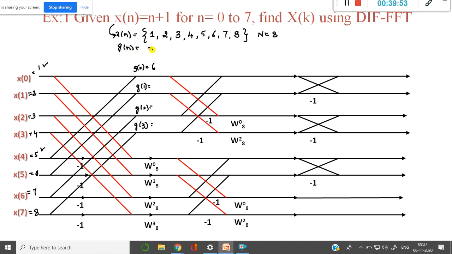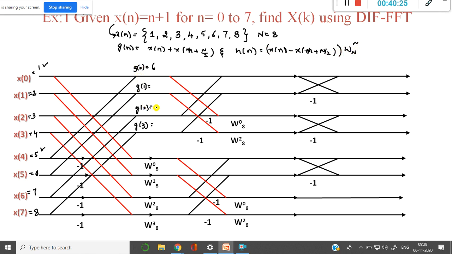g of n is nothing but x of n plus x of n plus capital N by 2. So you try to write it here. And what is h of n? h of n is given by x of n minus x of n plus capital N by 2, and that is supposed to be multiplied with a twiddle factor W8 to the power of n.